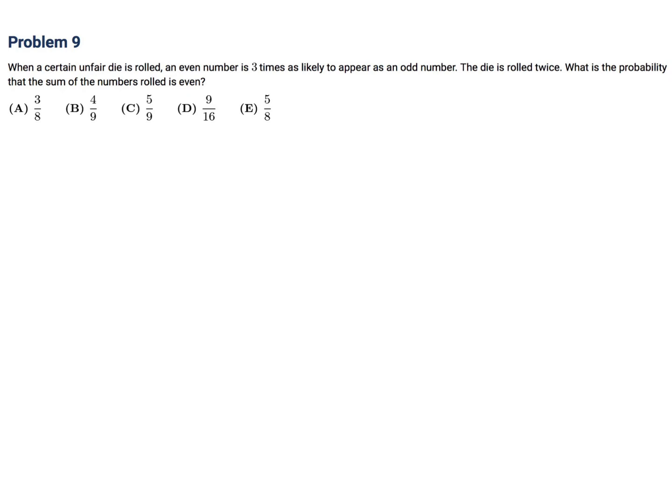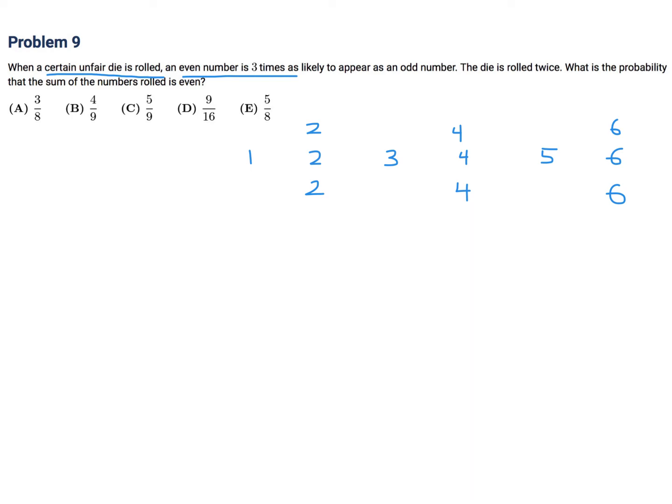Okay. All right, so again, a question that, in my opinion, is badly worded because it just says die. Is it the standard 1, 2, 3, 4, 5, 6 type of die? I guess. They don't really tell me. But they do tell me that an even number is 3 times as likely. So these even numbers, it's kind of like they appear 3 times. Not really, but you can kind of think of it that way.